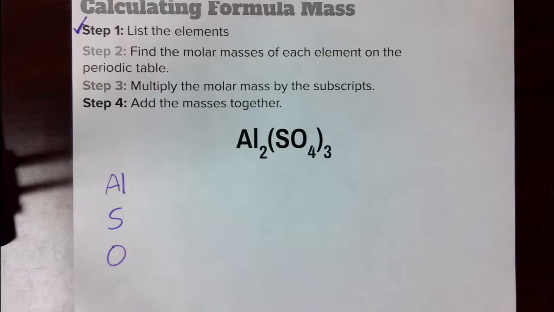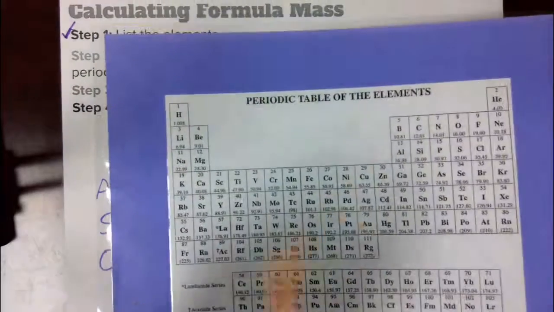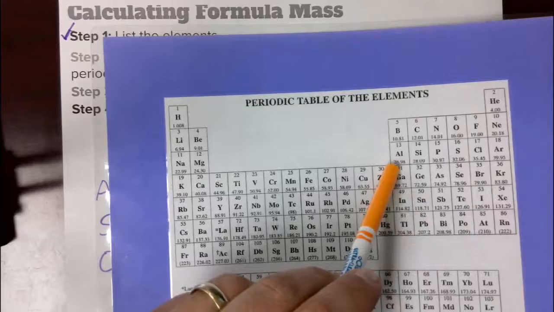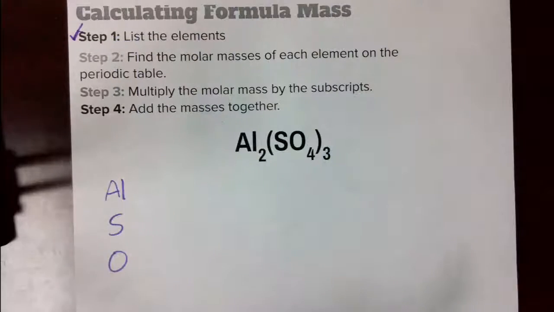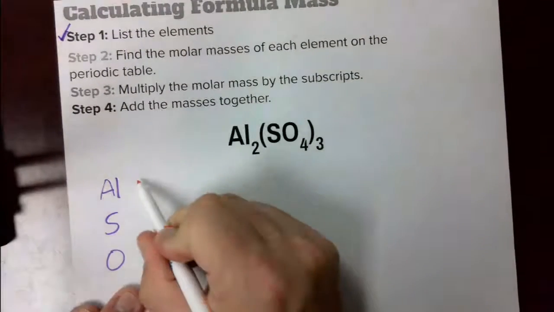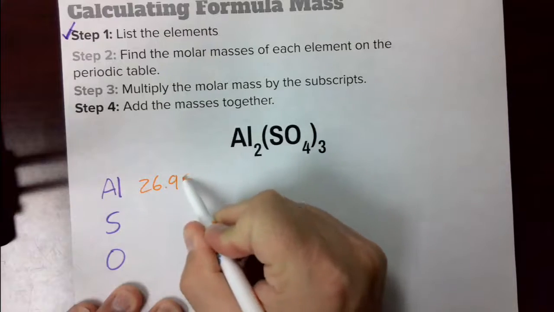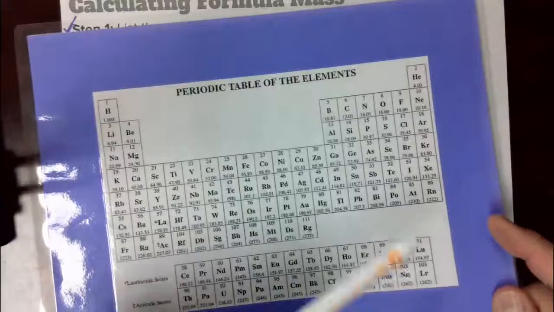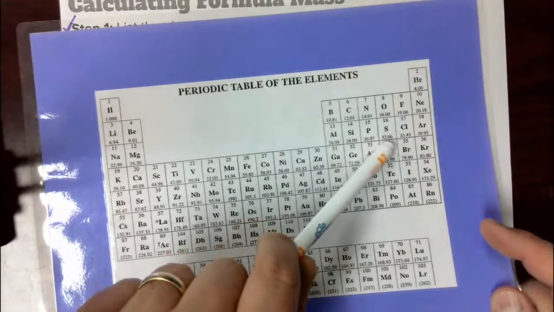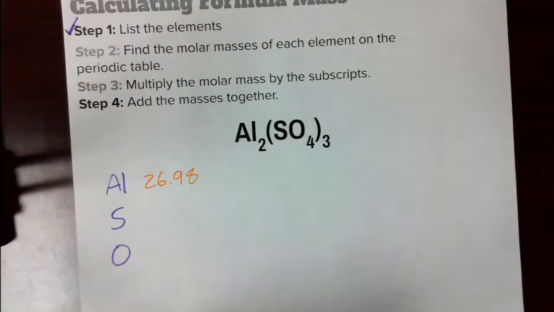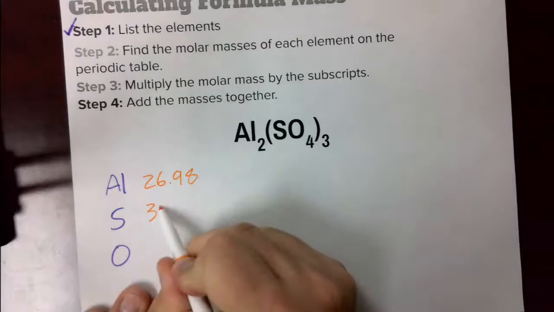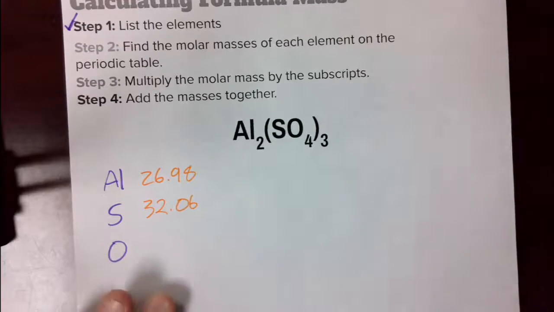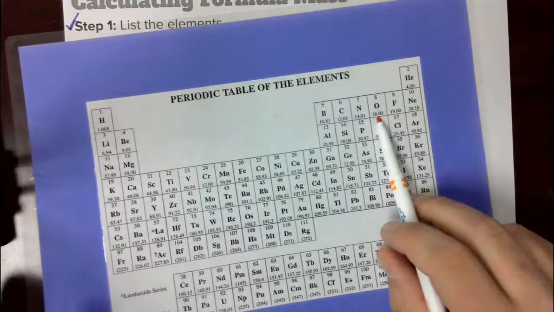So aluminum is Al on the periodic table. It's right here. The molar mass is 26.98. So we write that down next to aluminum. Sulfur is right over there by aluminum. There we go. 32.06 is the molar mass. And then oxygen, again, that's that familiar one that hopefully we're memorizing by now. The molar mass is 16.